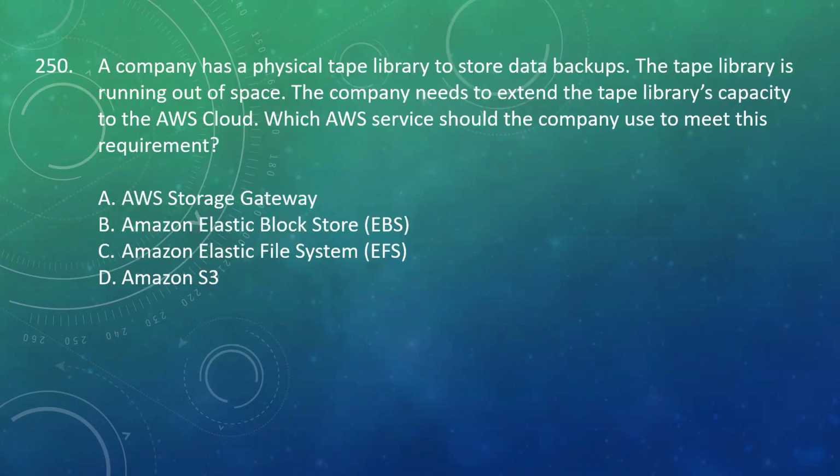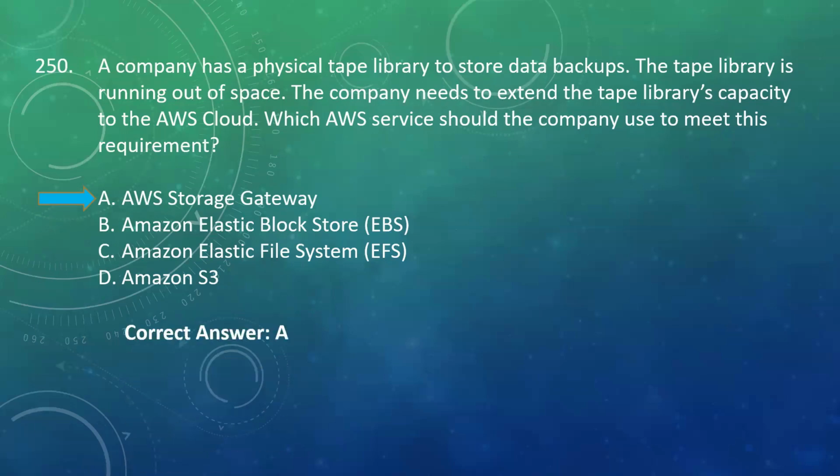Let's look at question number 250 of the series. A company has a physical tape library to store data backups. The tape library is running out of space. The company needs to extend the tape library's capacity to the AWS cloud. Which AWS service should the company use to meet this requirement? And your options are AWS Storage Gateway, Amazon Elastic Block Store, which is EBS. Then the third option is Amazon Elastic File System, which is EFS. And the last option is Amazon S3.